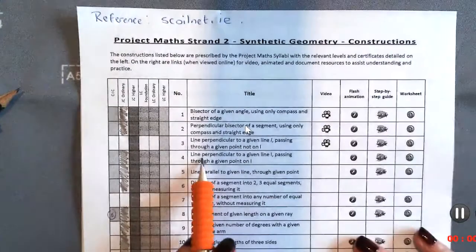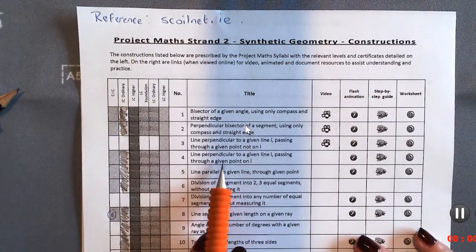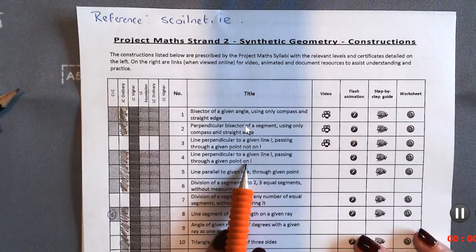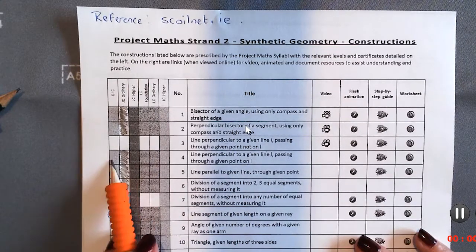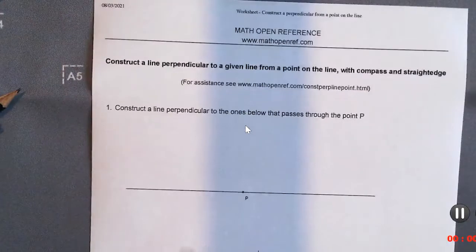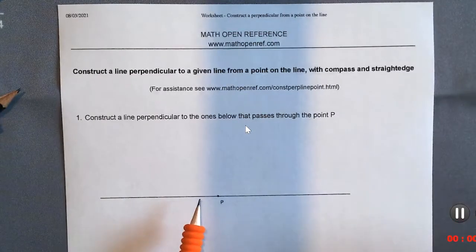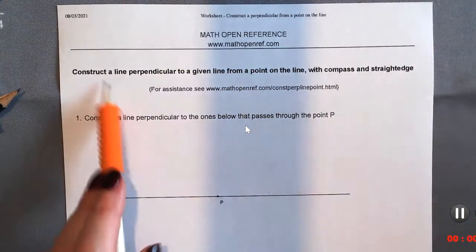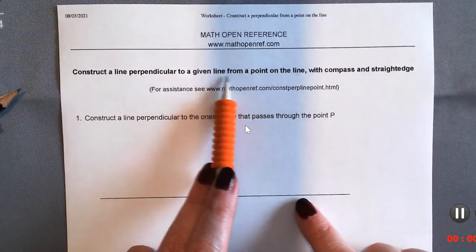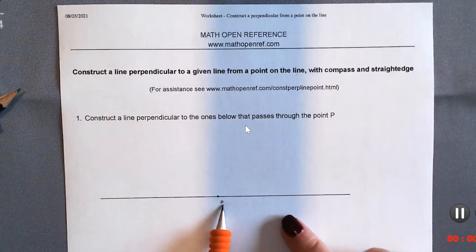Construction 4, line perpendicular to a given line L, passing through a given point on L. Okay, this construction is on every course. What does it mean? Well, the worksheet that's given on SquirrelNet is this one here. So it's construct a line perpendicular to a given line from a point on the line, and they've labelled that point P.